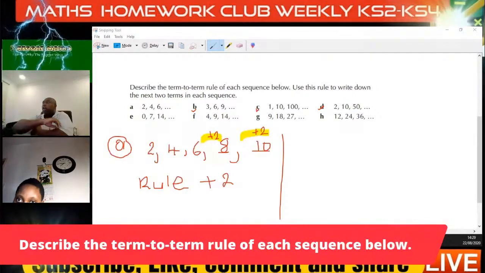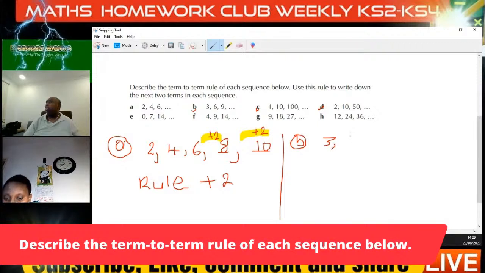Are you okay? Or you want us to go through them now? Let's go through them. Okay, let's do B at the top here. So B. Right, so B is saying 3.